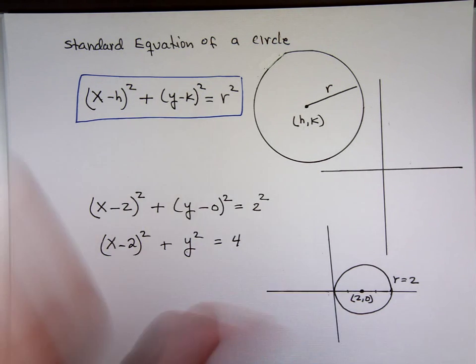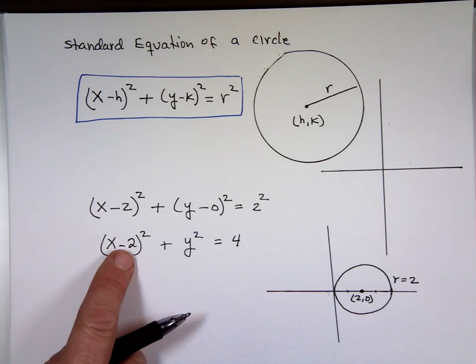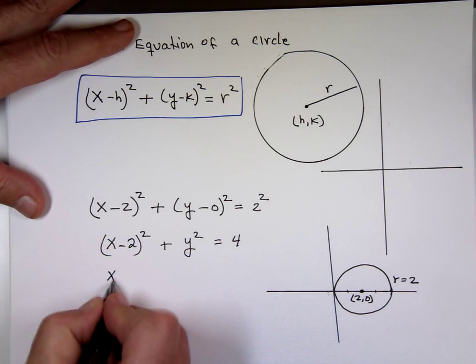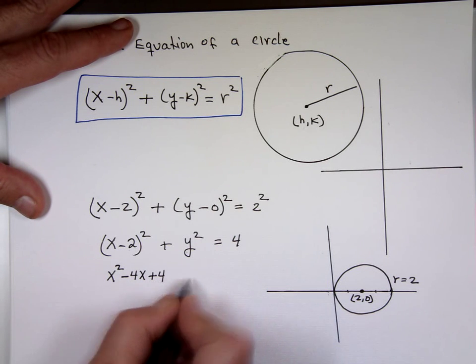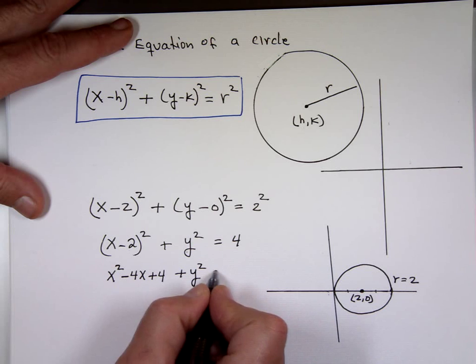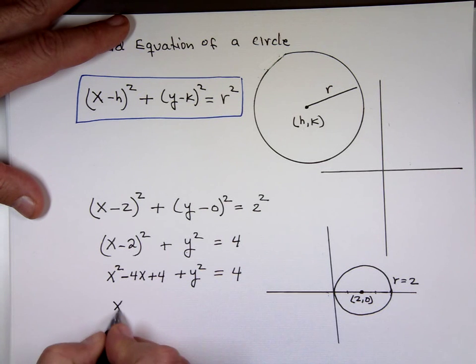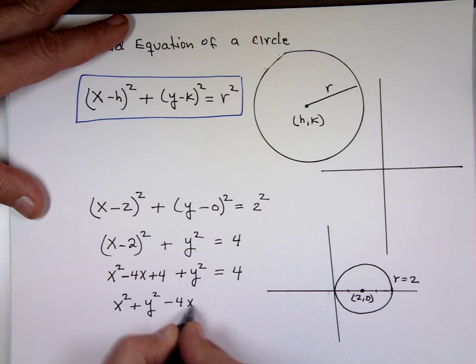4. So a lot of times people want to continue with that, and you go, I've got to FOIL this one. You have something squared. Don't just square the first and the second. You have to use the FOIL method. It's (x minus 2) times (x minus 2). So you're going to have what? x squared minus 4x plus 4, plus y squared equals 4. If you move everything to one side, you'll have what? x squared plus y squared minus 4x equals 0.